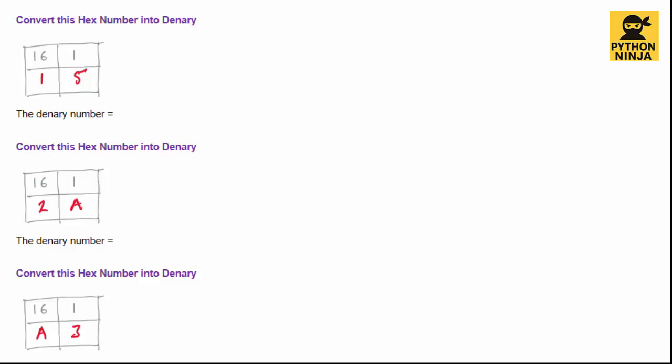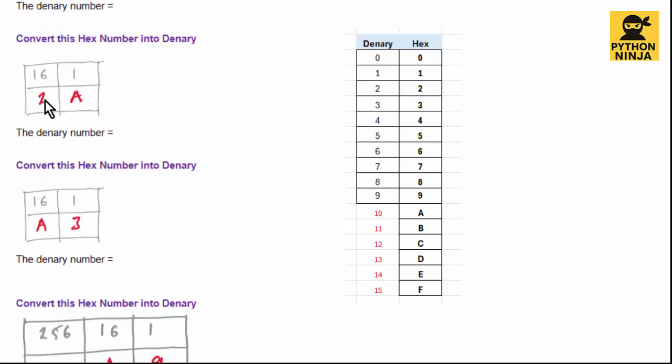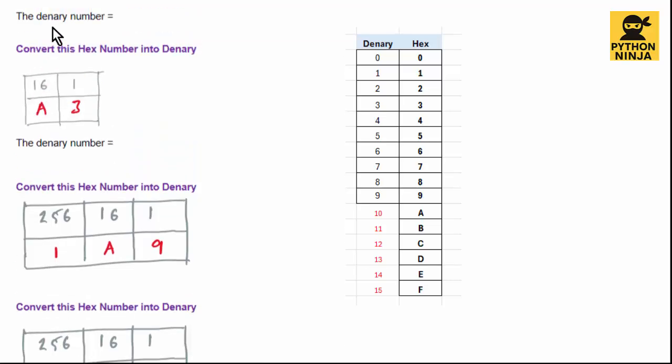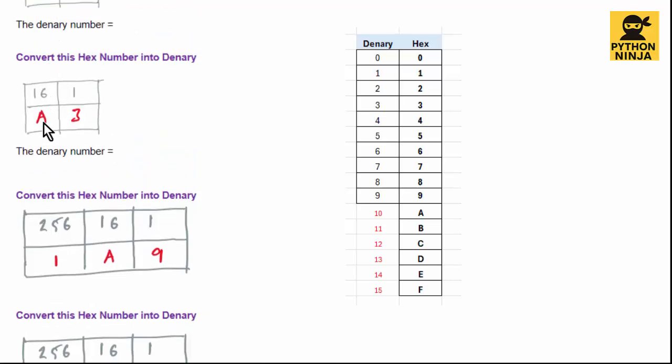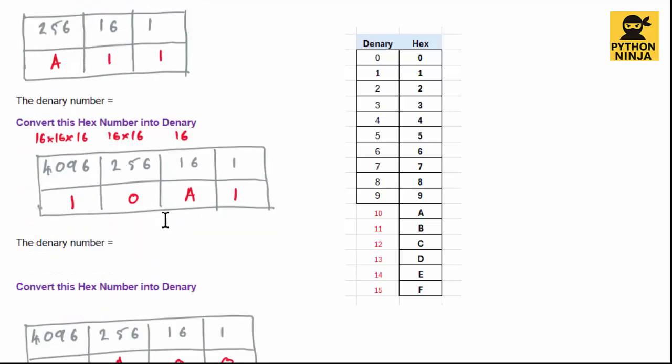So it's not hard, it's just a matter of getting used to the routine so that you can answer these questions quickly in a test situation. So this one would be 1 times 16 plus 1 times 5. This one would be 2 times 16 plus 1 times 10. Okay, this one here would be 16 times 10, so that would be 160, plus 1 times 3, okay, and so on and so forth.